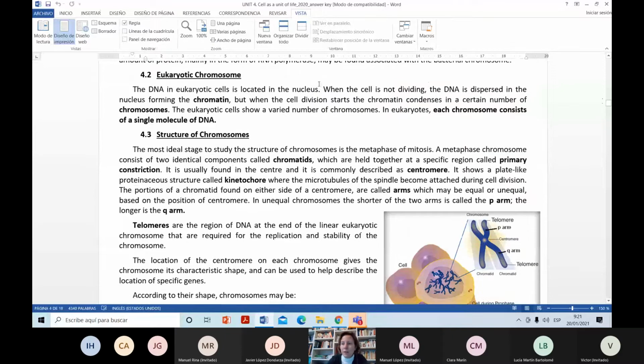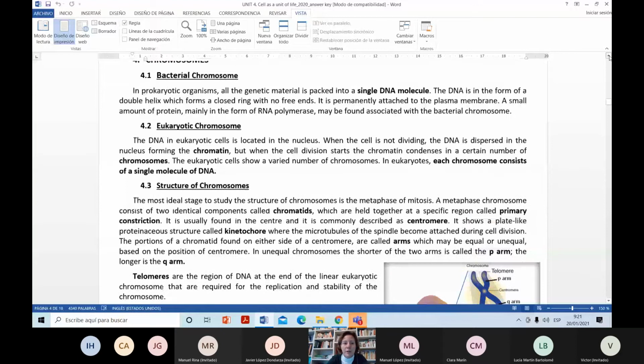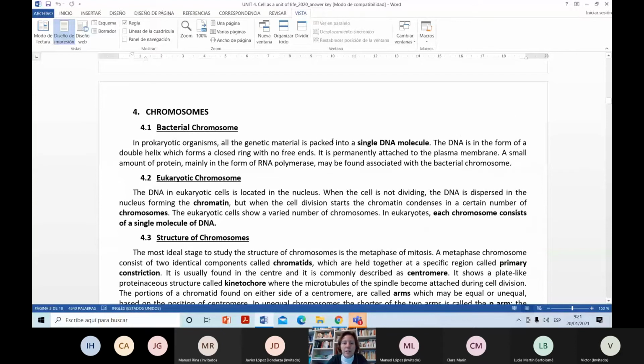Well, we've got here at the beginning of page number 4 in your photocopy that in prokaryotic organisms the genetic material is a single DNA molecule, so there's only one chromosome in the form of a double helix. That's not a difference because we've got it the same way, and this double helix of DNA forms, that's the difference, a closed ring with no free ends, which is what you mentioned. The other difference would be that it's not inside the nucleus, obviously, and is permanently attached to the plasma membrane in one of their regions. One part is always attached to the plasma membrane.